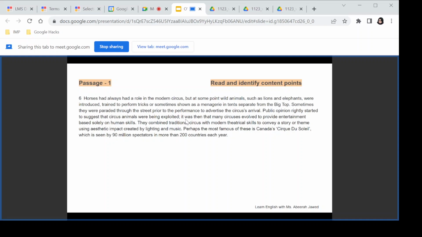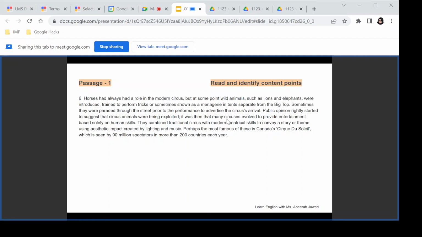Can we pick some points from here? Public opinion, yes. Ishal, could you please share? Bita, could you share, please? The first point would be what? The critique? They combined the traditional circus with modern theatrical skills using aesthetic impact. Okay, perfect.